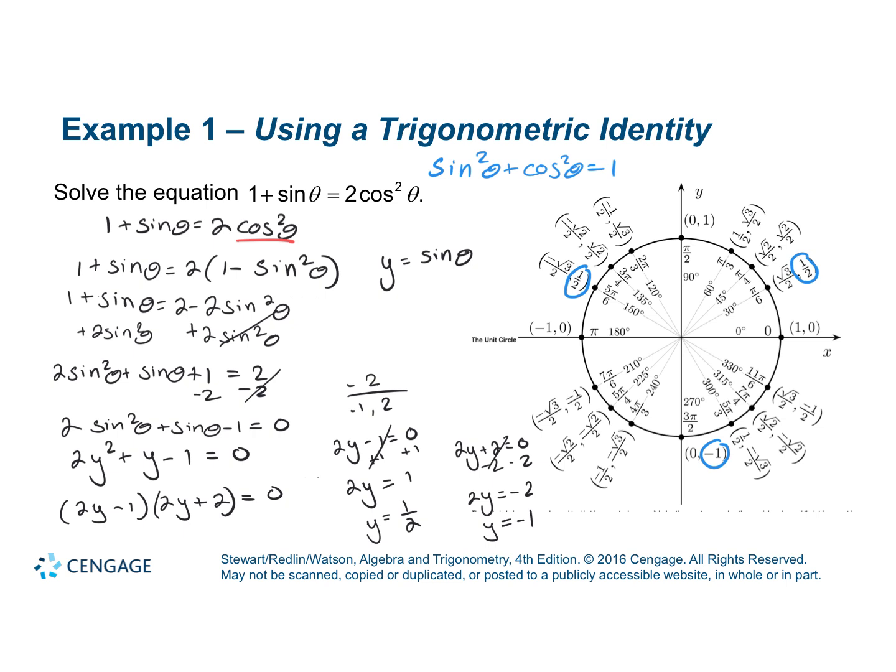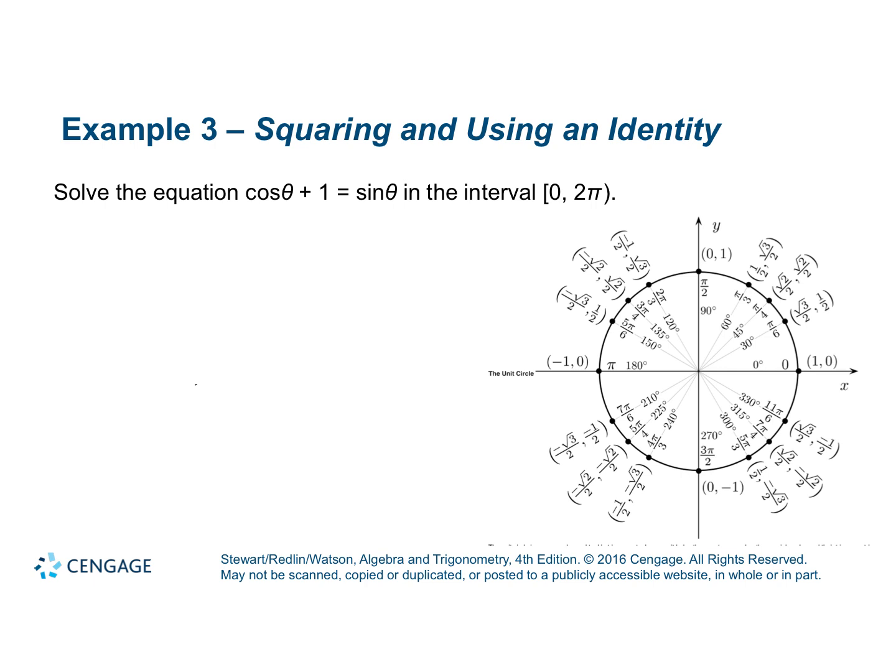Therefore, your answer is going to be that angle. It's going to be the angle pi over 6, 5 pi over 6, and 3 pi over 2. This would be your final answer. Now they want us to solve this one for the interval 0 to 2 pi. So all that means is your final answer is going to be between 0 and 2 pi.